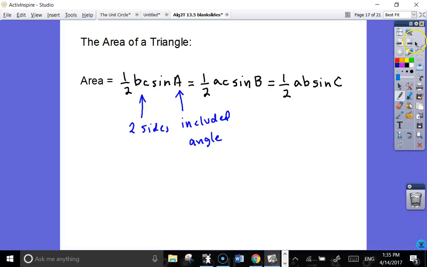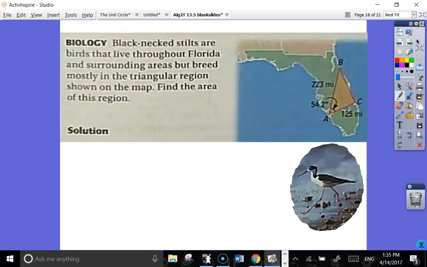So now we're going to do a problem. This is from the book. Guys, Jason, you need to move back? Okay. Black-necked stilts are birds that live throughout Florida and surrounding areas, but breed mostly in the triangular region shown on the map. Find the area of this region.